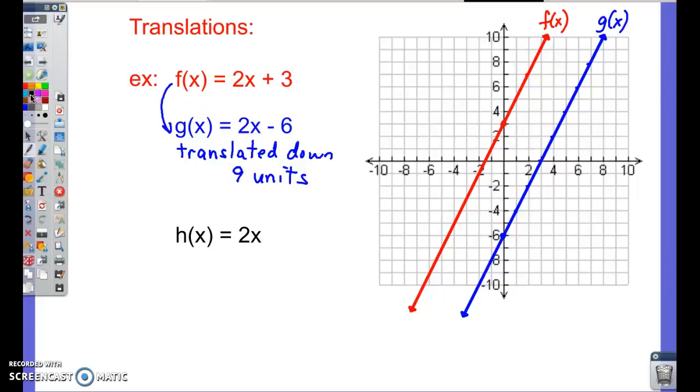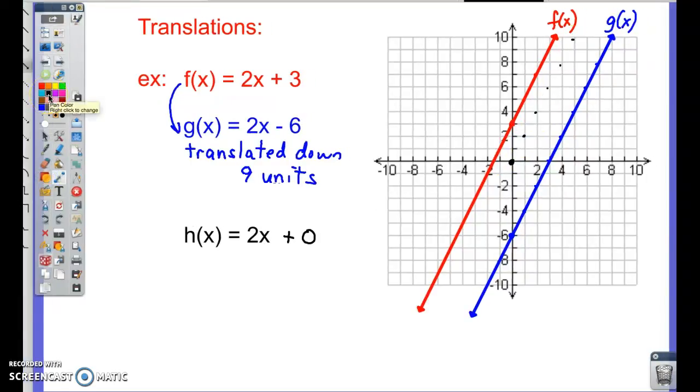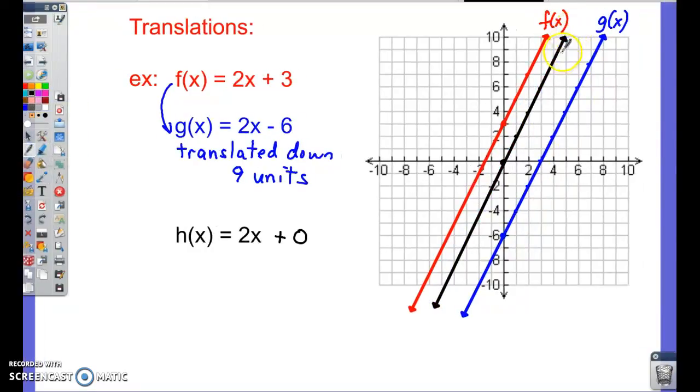Now I'm going to graph the next function, the h of x, and it's kind of like saying 2x plus 0, meaning the y-intercept is here at 0, but we're going to go up 2 and over 1 and up 2 and over 1 and fill in that graph. Once I've graphed it and labeled it, there's my h of x.